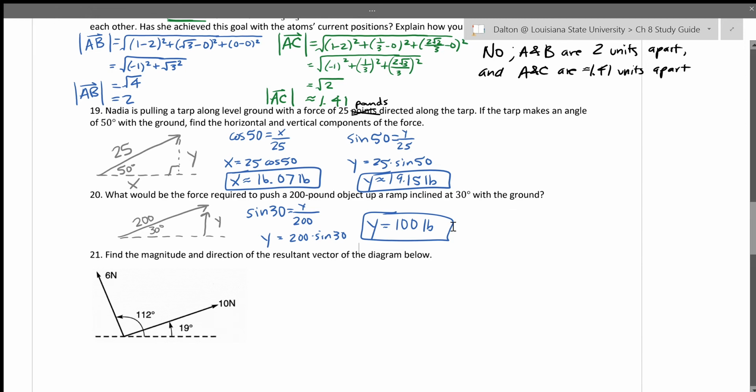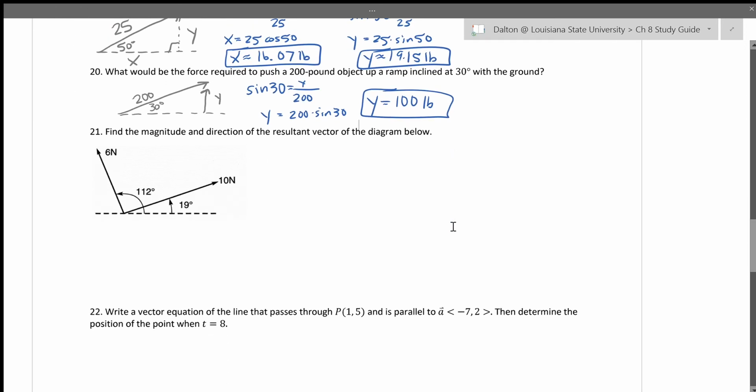Number 21, find the magnitude and direction of the resultant vector of the diagram below. This is by far one of the most challenging questions, and I guarantee it's going to be one of the most important and heavily weighted questions on your test. I think some people kind of threw these at the window because they're difficult and take a lot of work, and the other questions are easier and quicker. But don't take for granted the ease of this one if you actually know mentally what's going on and what you need to solve it.